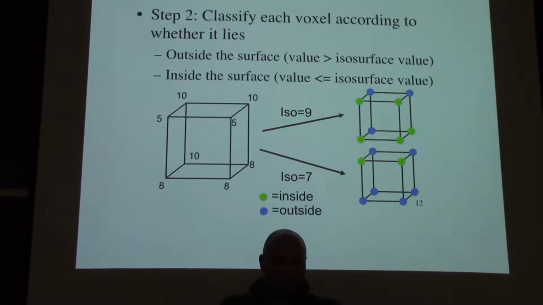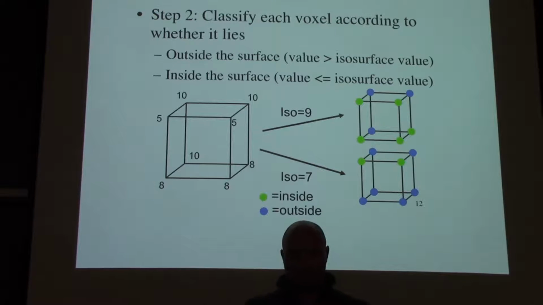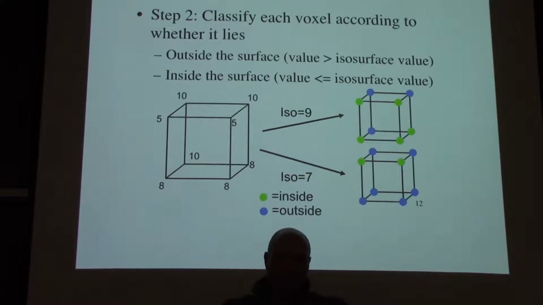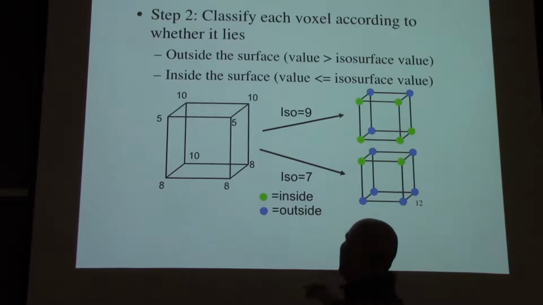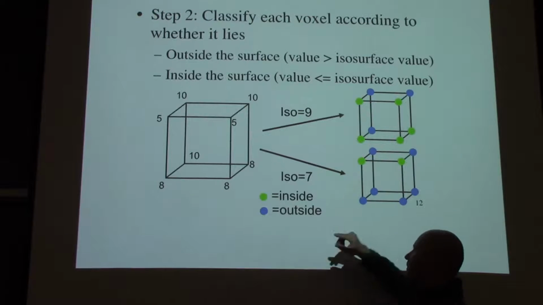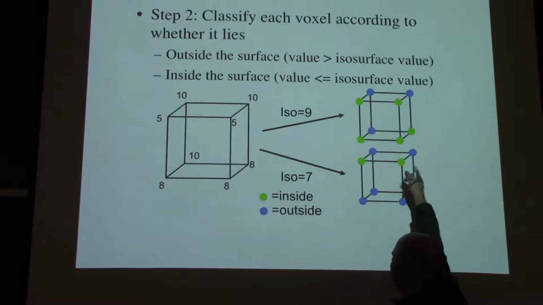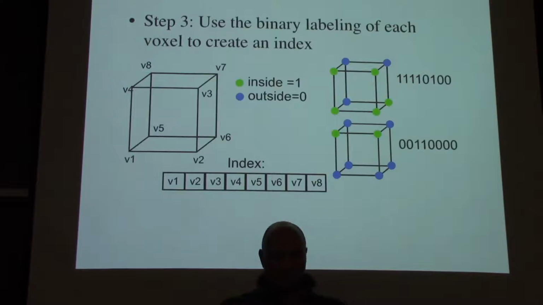And you can actually do this for multiple iso values at the same time. This is one thing that's worth noting: it's possible to extract multiple isosurfaces, multiple meshes at the same time, looking at each cell once. But let's just focus on one isosurface for now. Based on one of these, if you have iso value 9, you're going to have one classification of the vertices. For iso value 7, you'll have a different case. And each of these can actually be stored as a single number, an index.